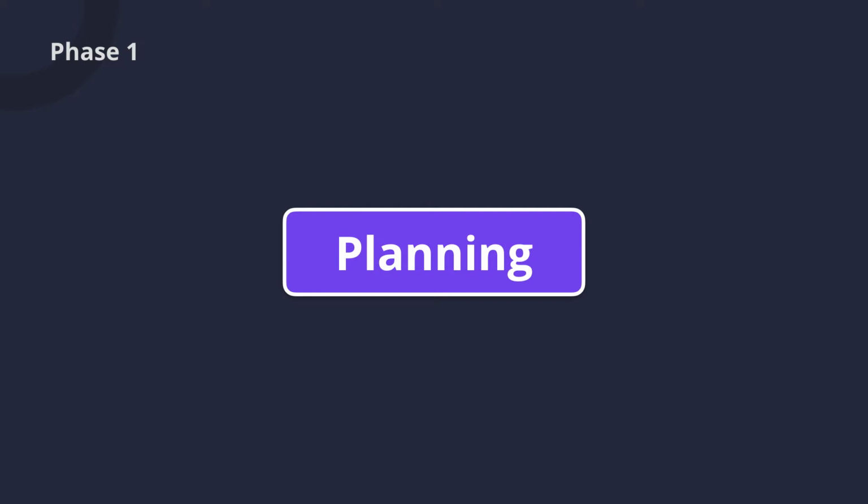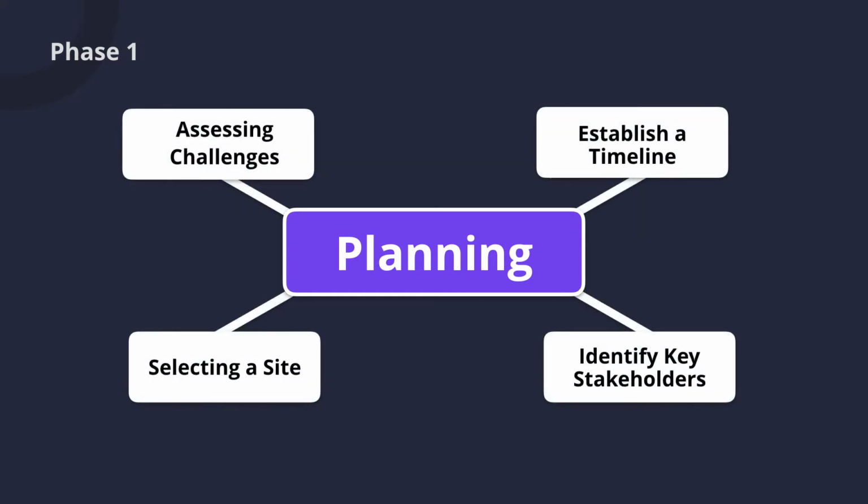Phase one is the planning phase. Every great placemaking process begins with planning. This is the first phase as outlined in Placemaking Chicago's step-by-step guide. This phase involves assessing community challenges with your community partners, of course, and using these challenges to decide on solutions that can be implemented at a specific site. You'll select this site during the planning phase. Identifying additional key stakeholders and establishing a timeline for implementing the project also happens during the planning phase.